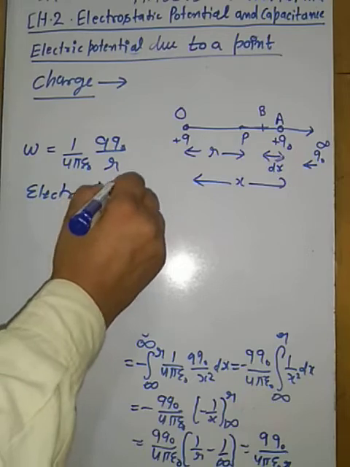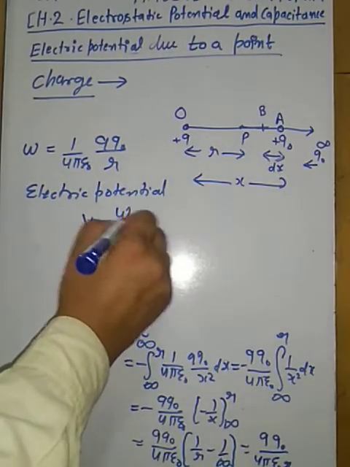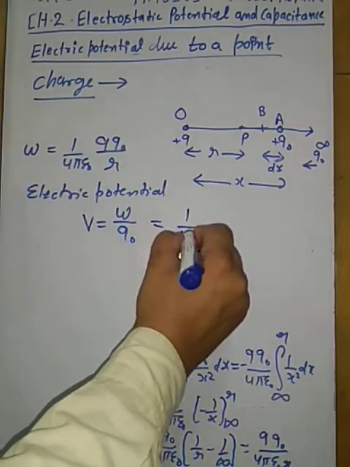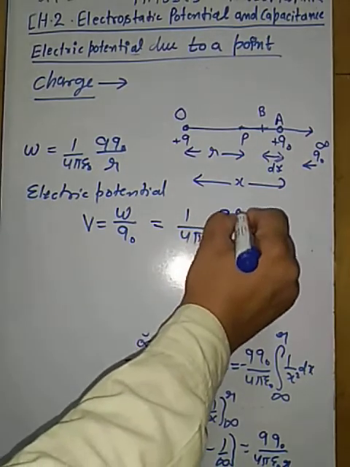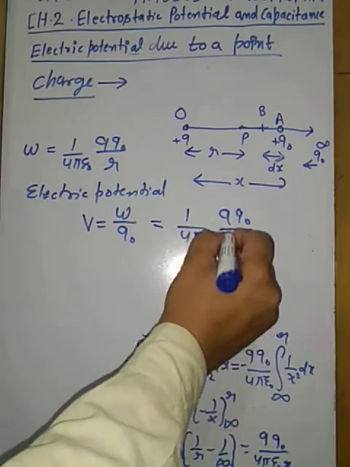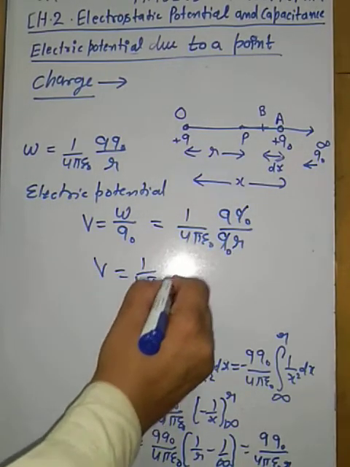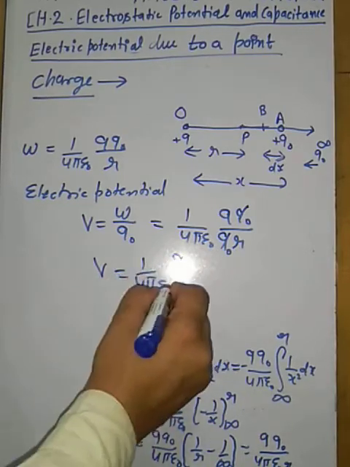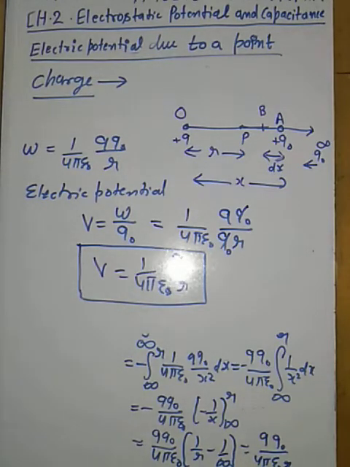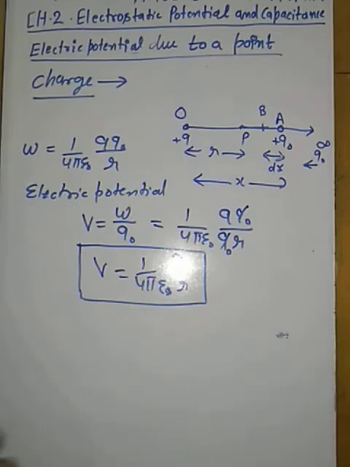Electric potential V is by definition work done per unit charge, W upon Q naught. The value of work done is 1/4 pi epsilon naught Q Q naught upon r, and upon Q naught also. Q naught cancels out. V may be written as 1/4 pi epsilon naught Q upon r. This is the expression for the electric potential due to a point charge.